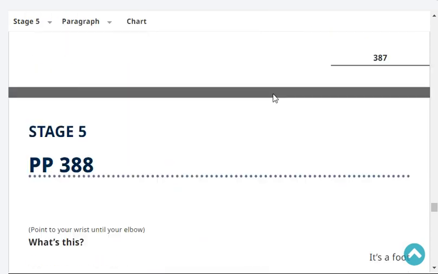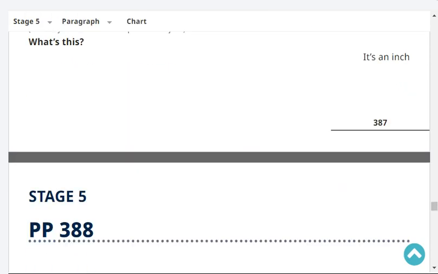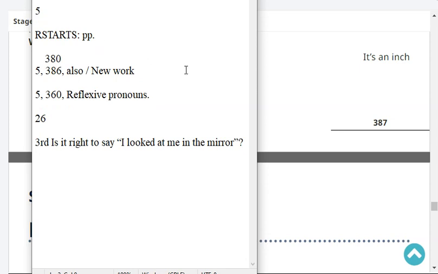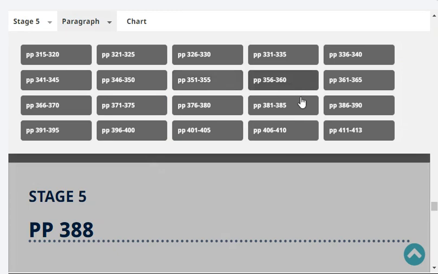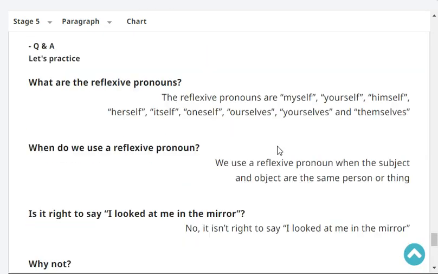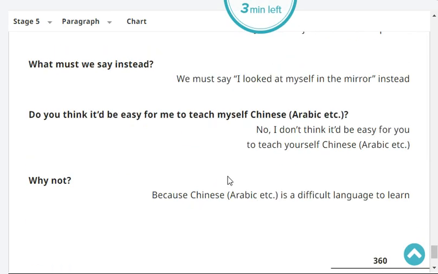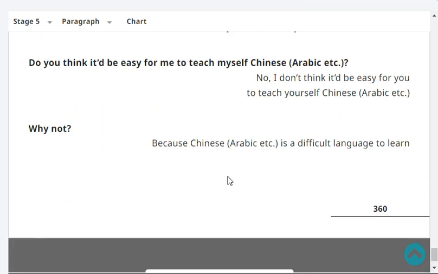Okay, so now let's move on to your reading. Our reading starts at stage 5, page 360. The last headword was reflexive pronoun. Start with the third question. Is it right to say, I look at me in the mirror? Why not? Because the subject and object are the same person. What must we say instead? Instead, we must say, I looked at myself in the mirror.